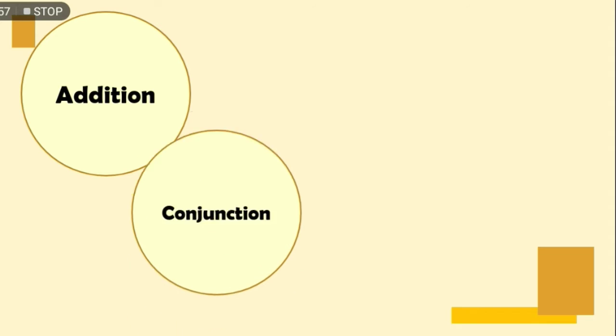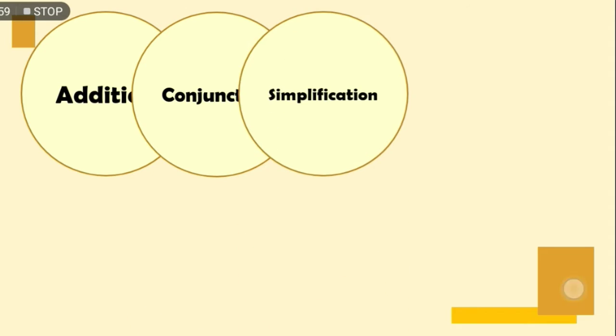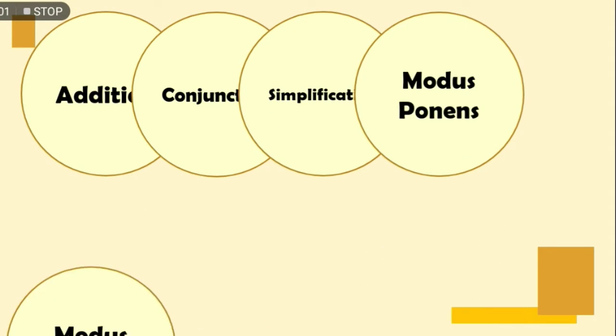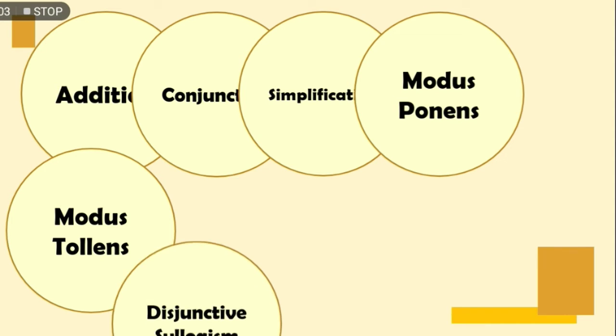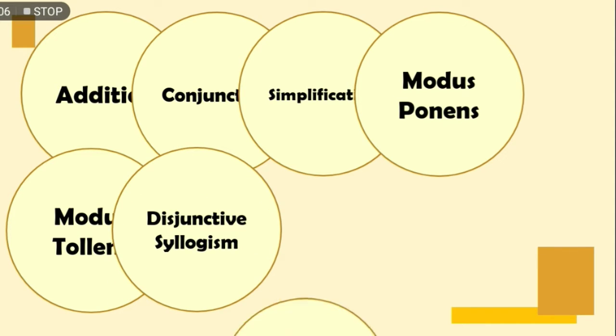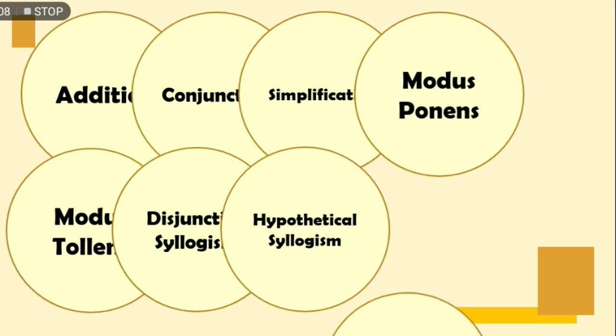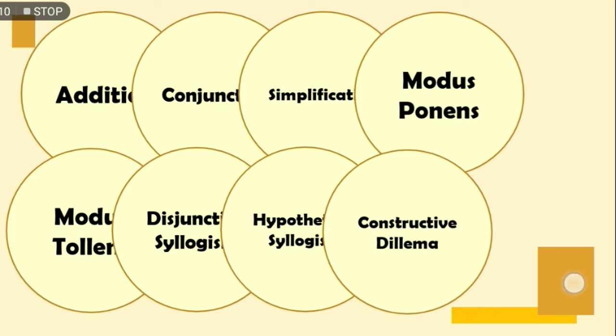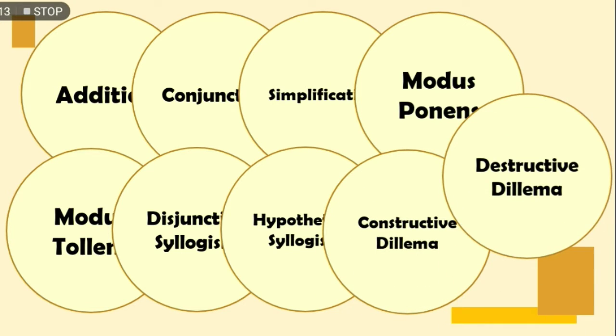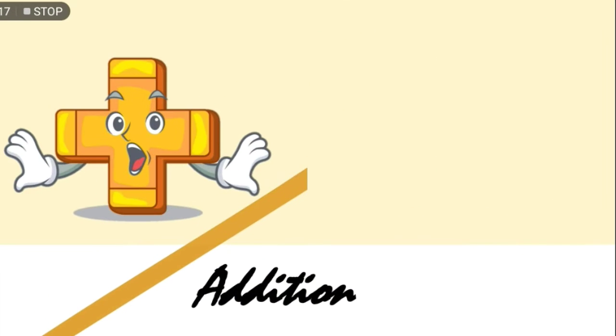Rules of inference provide the templates or guidelines for constructing valid arguments from the statements that we already have. These are addition, conjunction, simplification, modus ponens, modus tollens, disjunctive syllogism, hypothetical syllogism, constructive dilemma, and lastly, the destructive dilemma rule. First up is the addition.